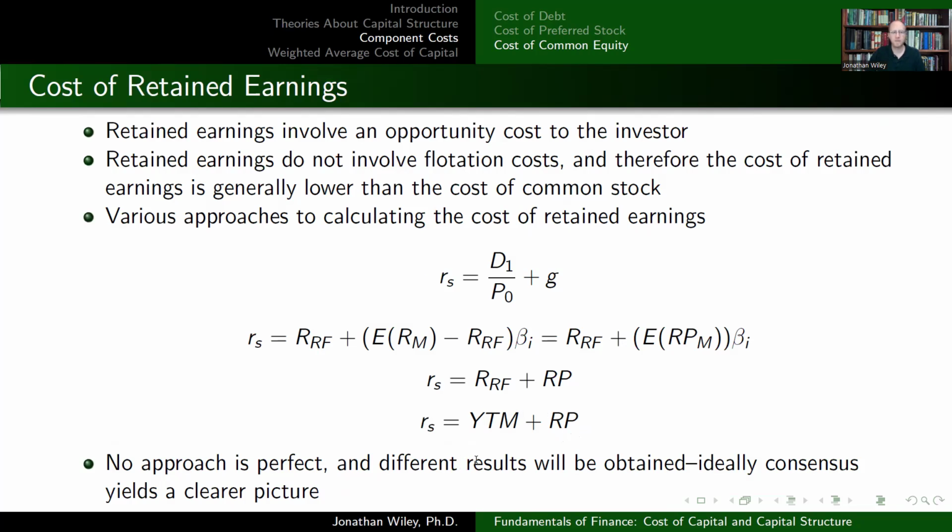So the idea behind all this is there are multiple different ways I could try to get to a cost of retained earnings or cost of equity. None of them is perfect. They all have limitations. They're all going to be based on some kind of assumption. There are challenges to this. And if you did multiple different equations, don't be shocked that you get slightly different results. Hopefully you get a variety of results that are relatively similar.